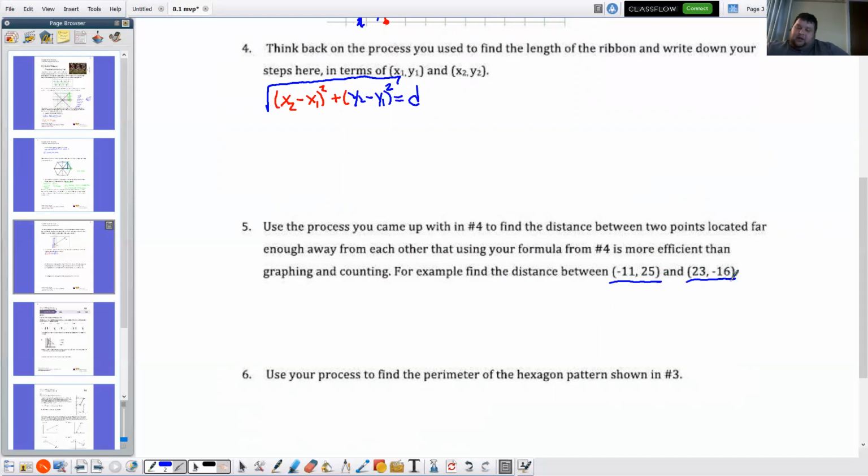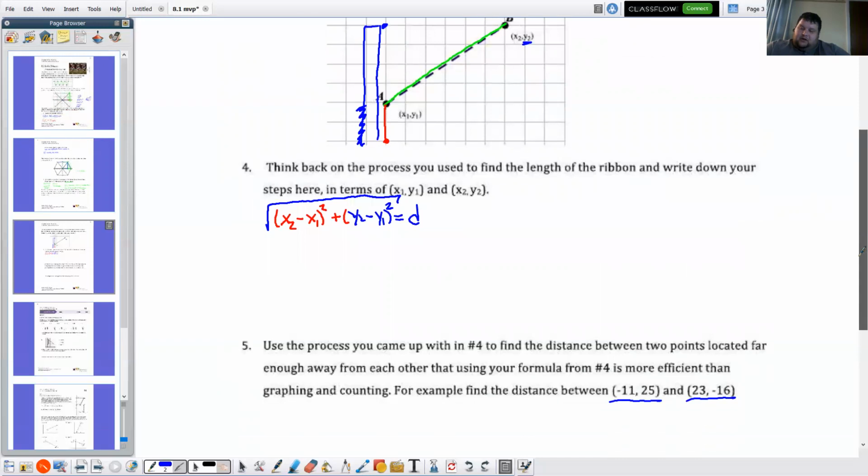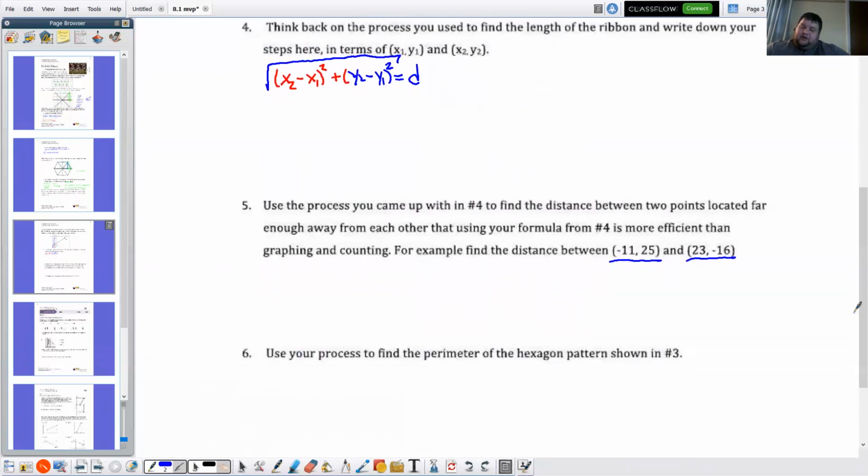So do I even need to plot these? Do I even need to put these on a graph? I don't need to put these on a graph. They're going to be really far away from each other, from x2 to x1 is going to be 34 units away. So those are really far away from each other.